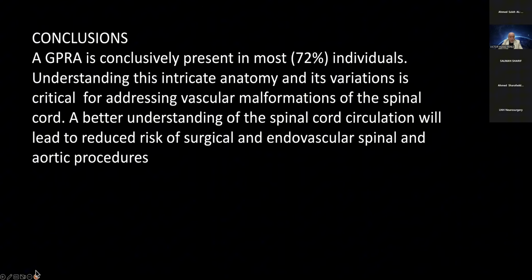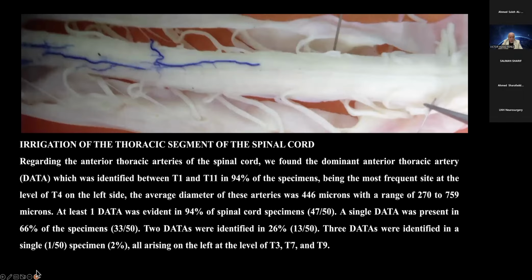The conclusion is that the GPRA is conclusively present in most individuals, 72%. Understanding this intricate anatomy and its variation is critical for addressing vascular malformation of the spinal cord. A better understanding of the spinal cord circulation will lead to reduced risk of surgical and endovascular spinal and aortic procedures. So now let's talk a little bit about irrigation of the thoracic segment of the spinal cord.